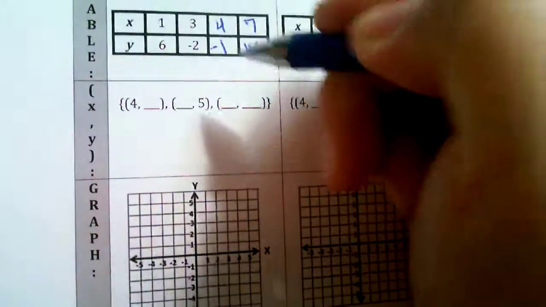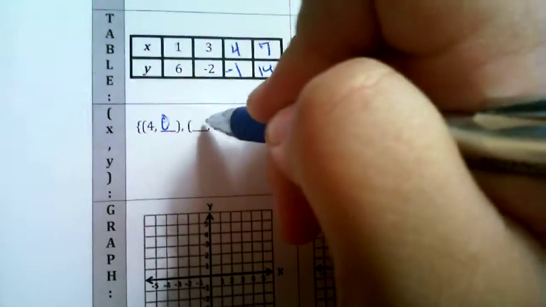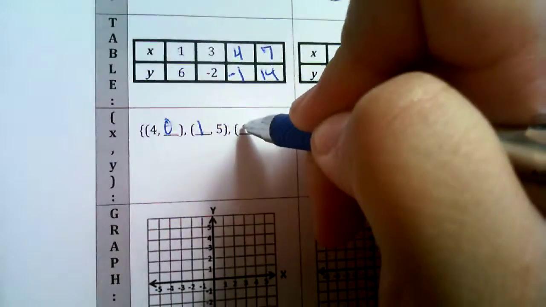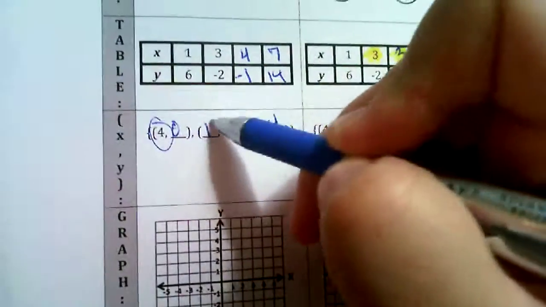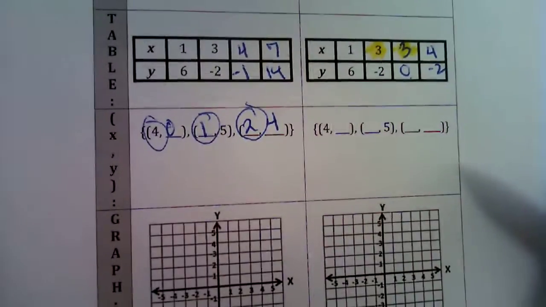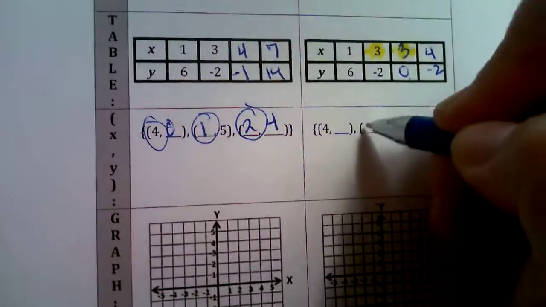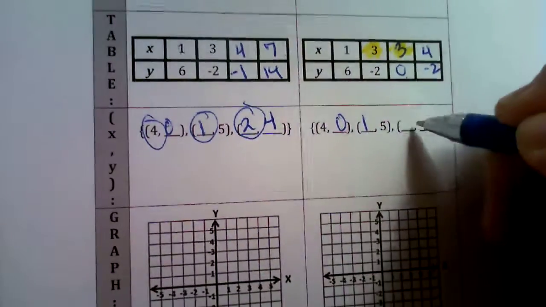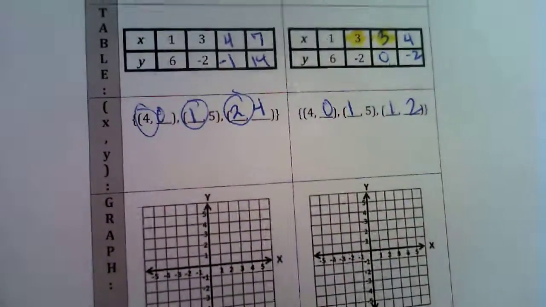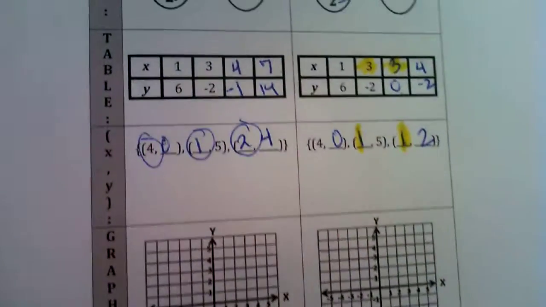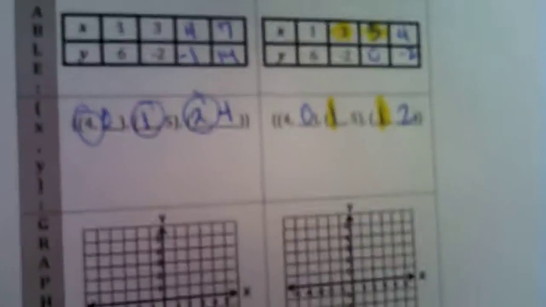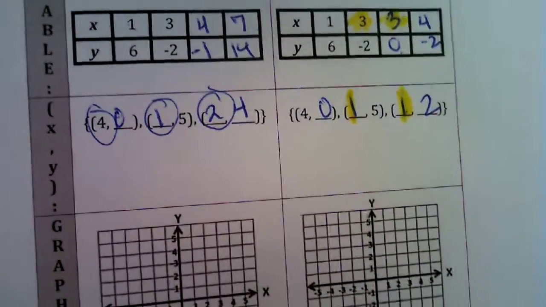XY pairs, so we can use any values. We could say 0, 1, and 5, and 2, and 4. Again, we're mainly focusing on the x values. They are not repeated. We could do the same thing, 1, 0, 5, but 1, 2. Again, this would not be a function because the x value is being repeated more than once.